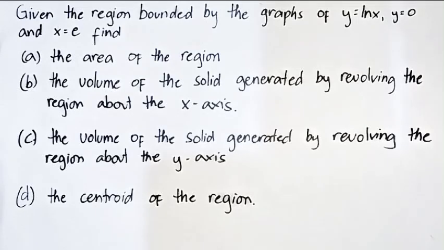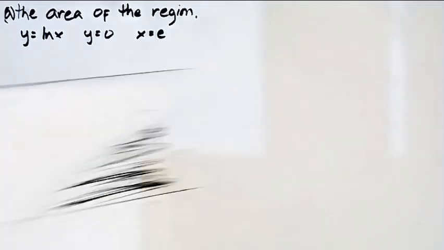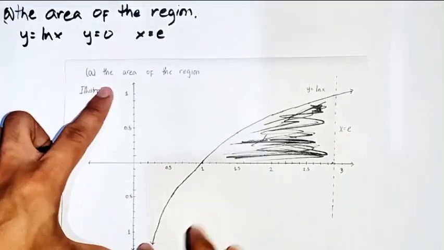So let's start with letter A, finding the area of the region. We have y is equal to ln x, y is equal to 0, and x is equal to e. So in finding the area of the region, we must first have an illustration, or we must first graph the function. So I already sketched the graph of the function y is equal to ln x. There is the graph.